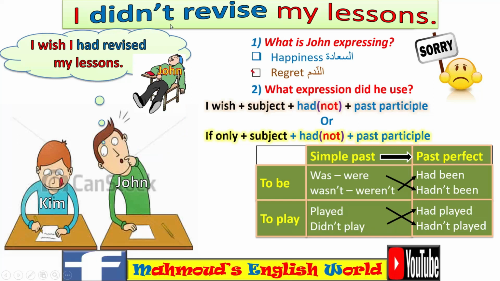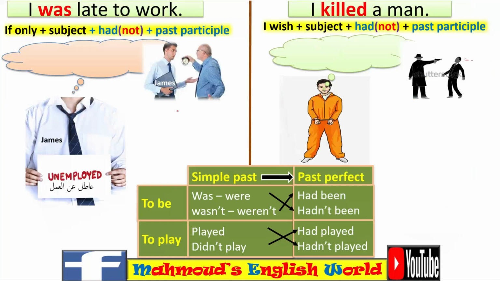We see we have here didn't revise is negative because we have not. We said whenever we have not, it means it's a negative sentence. And we changed it to had revised, which is affirmative. Fine. Okay, let's see more examples so that you will understand better.